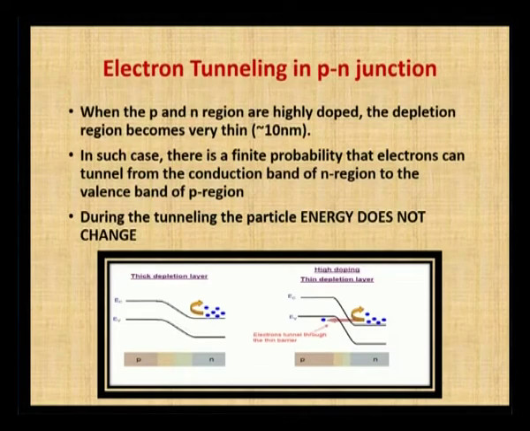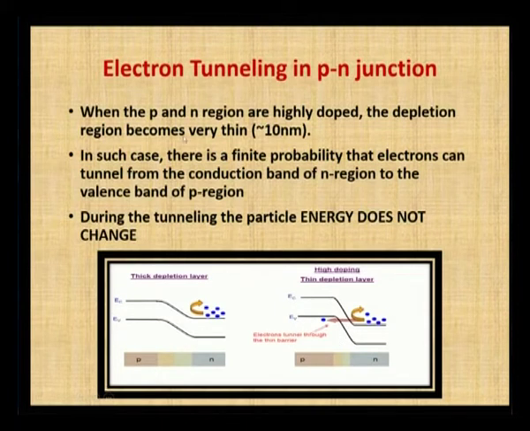Then we come to electron tunneling in a p-n junction. How will the tunneling happen? Again we need to discuss the energy band diagram. These are the two different figures we are observing: a thick depletion layer, and a highly doped thin depletion layer. If it is a thick depletion layer, we can observe a wider gap between the conduction and valence band, and if it is a highly doped thin depletion layer, there is a narrow gap between the conduction and valence band.